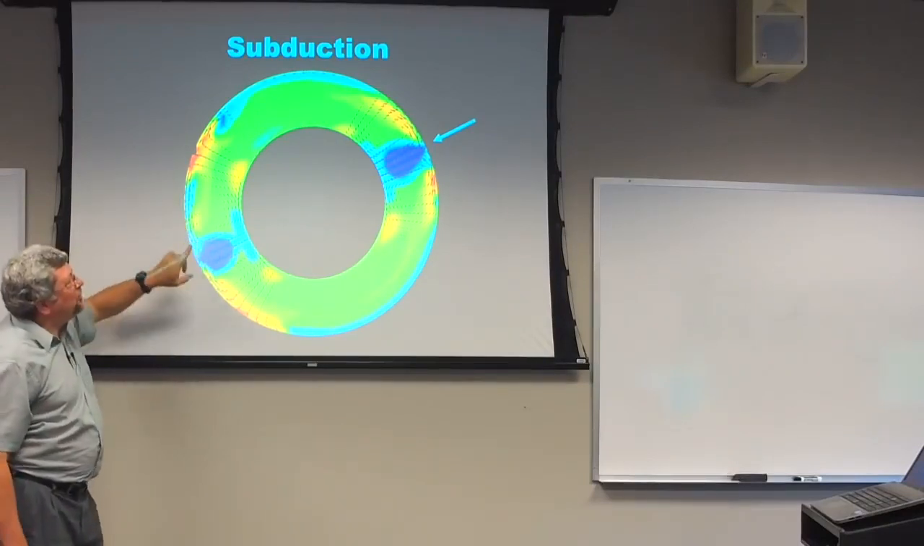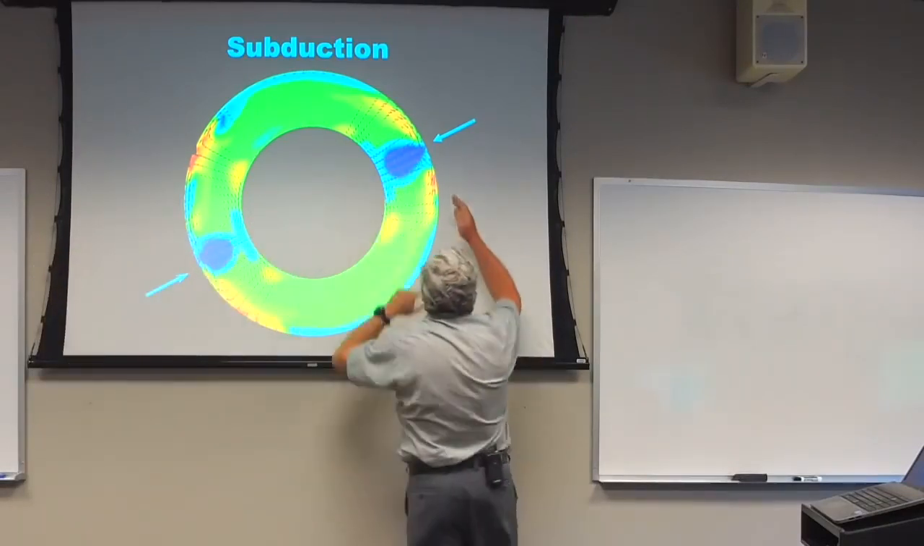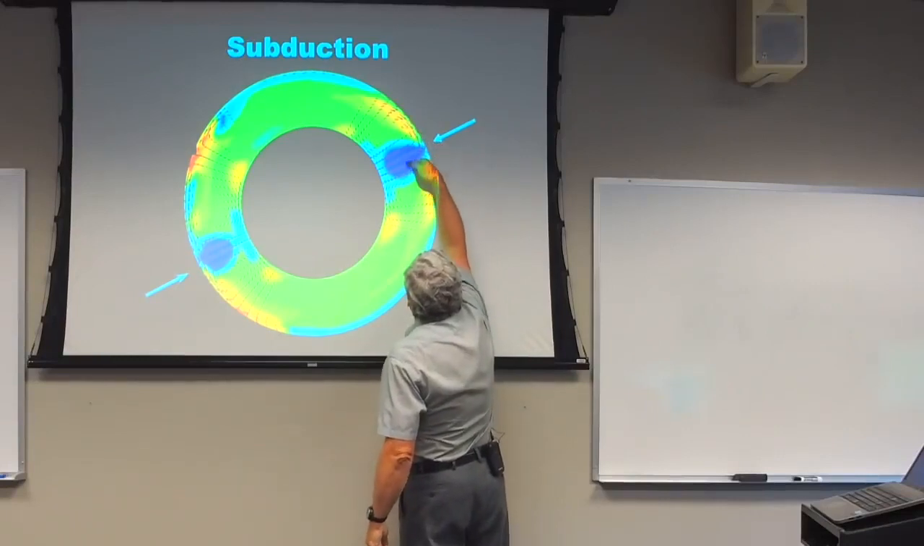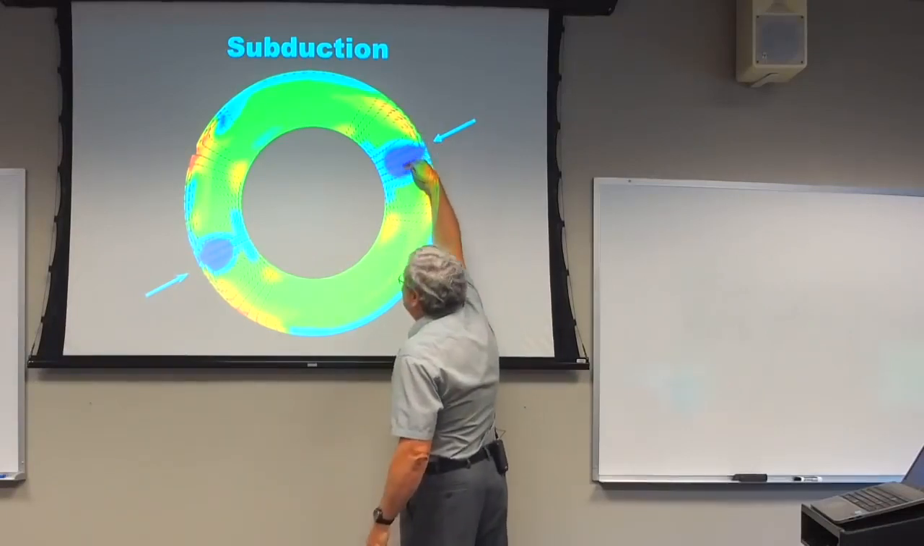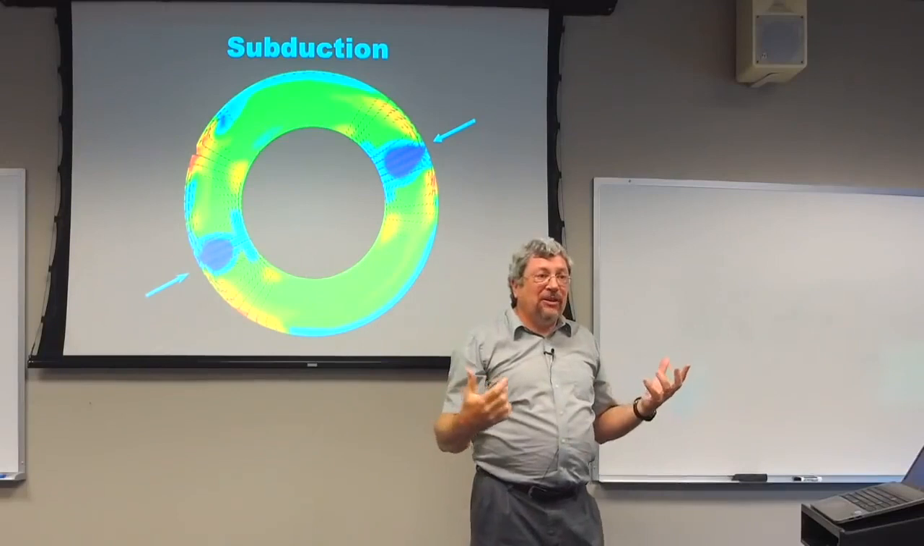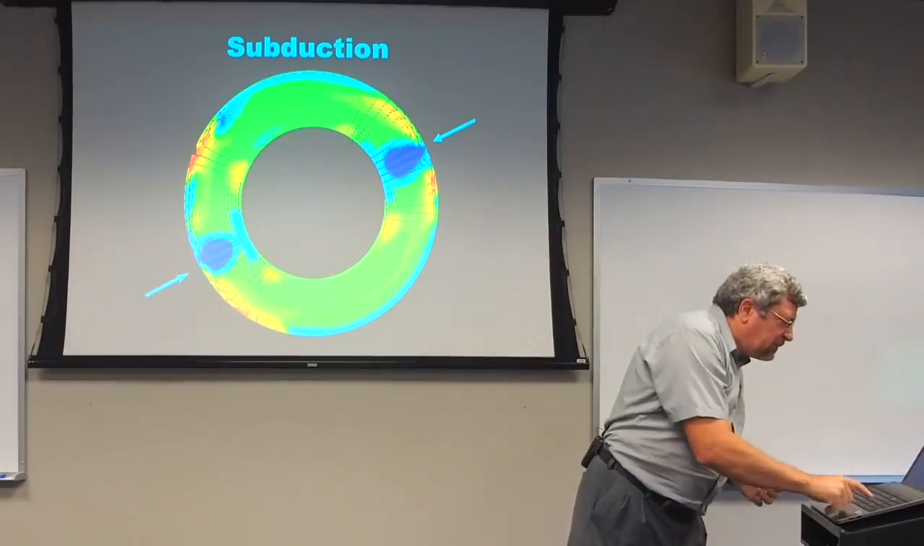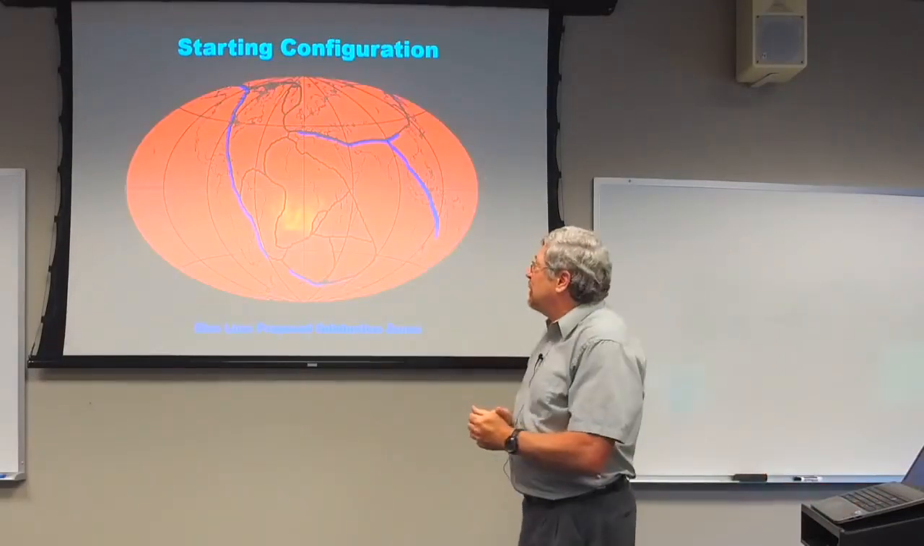This is where the subduction is occurring, and it's occurring over here on the opposite side of the world. Subduction is cooling the mantle. There it's showing up on a simulation. Two places on opposite sides of the world where subduction is occurring.